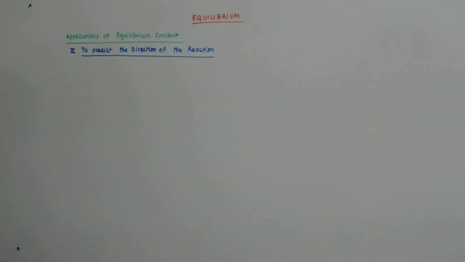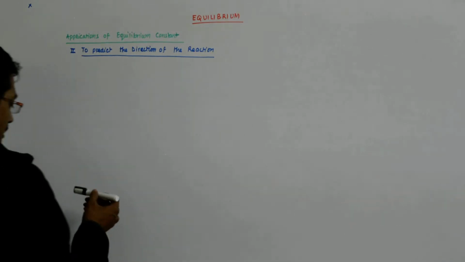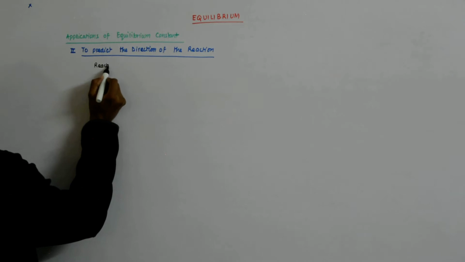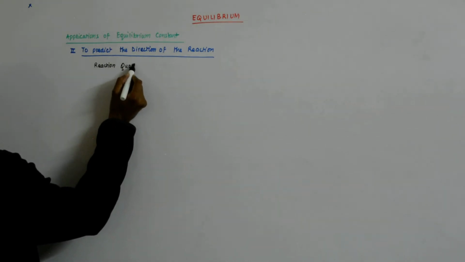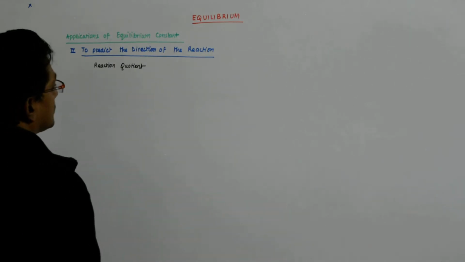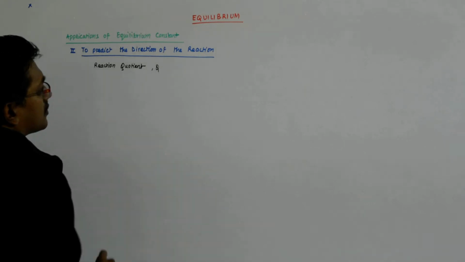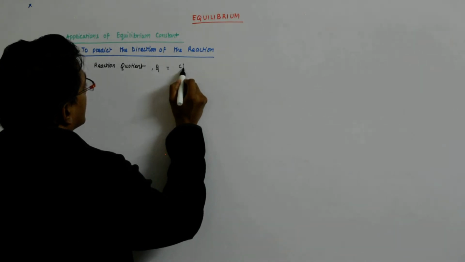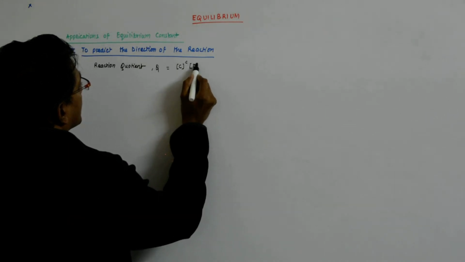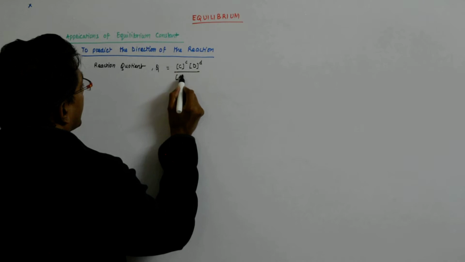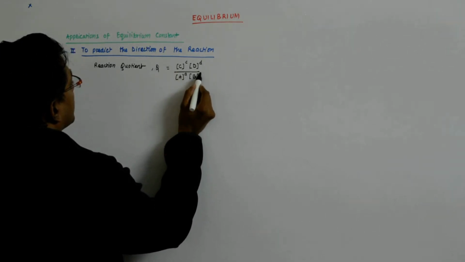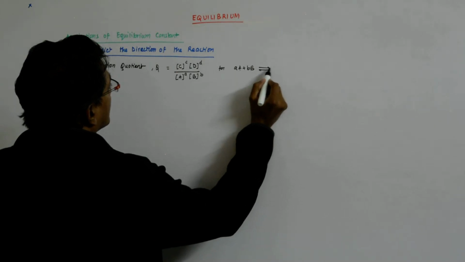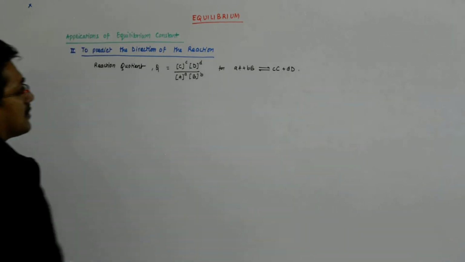Now, what happens? We define another thing called reaction quotient, denoted by Q as C to the power c into D to the power d upon A to the power a into B to the power b.